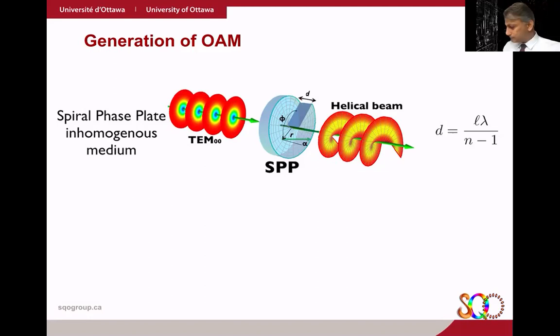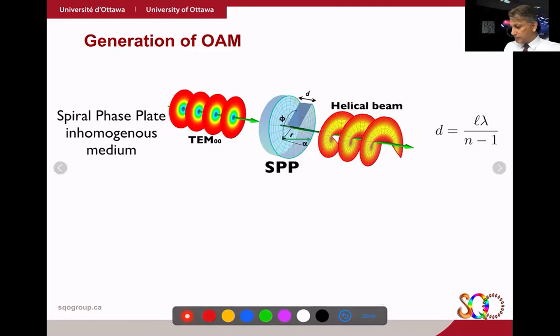Going back to the OAM, one way that you can shape it is essentially using a spiral phase plate, which means that you have different thicknesses, and different thicknesses impart different phase.